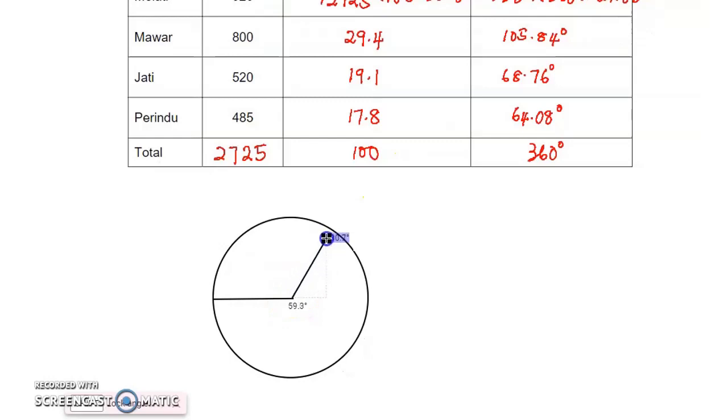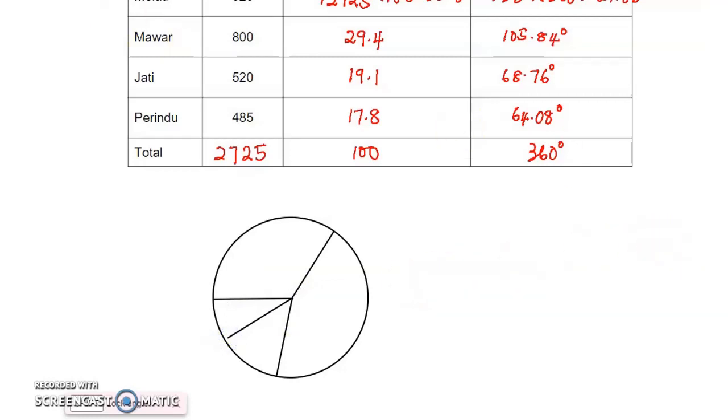From here another 32, around 32. Okay, Mawar, let's say we just put it as 106. So let's say I just estimate somewhere around here. Okay, for Mawar, so Jati 69, let's say around this. This one I just estimate.